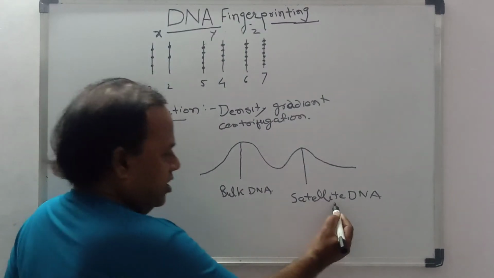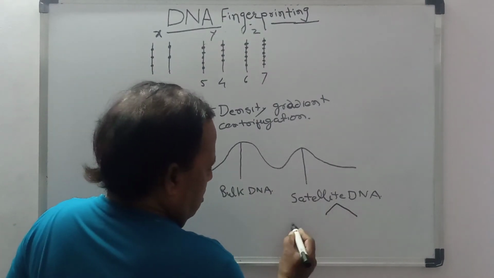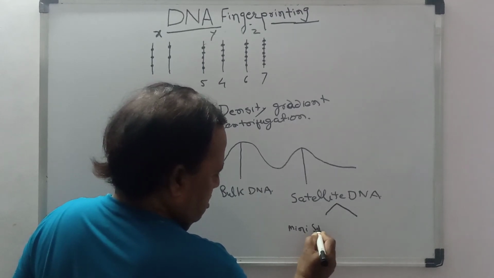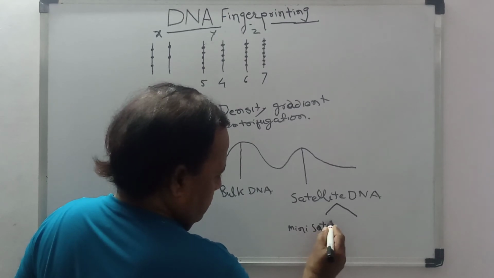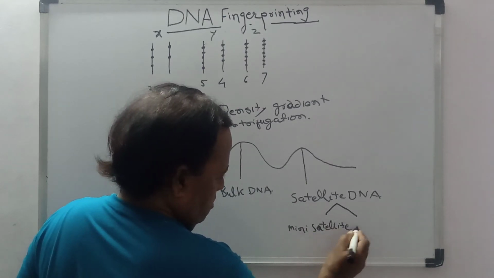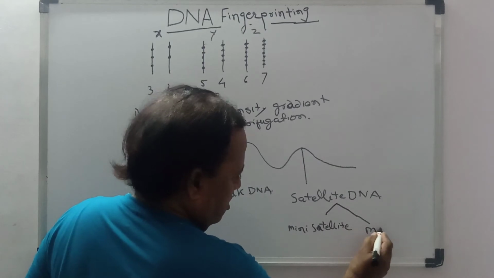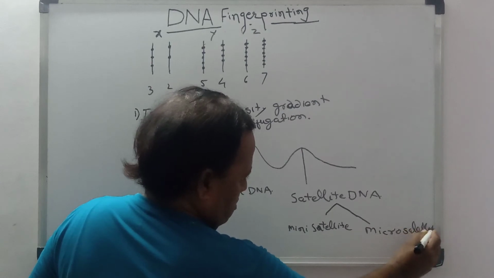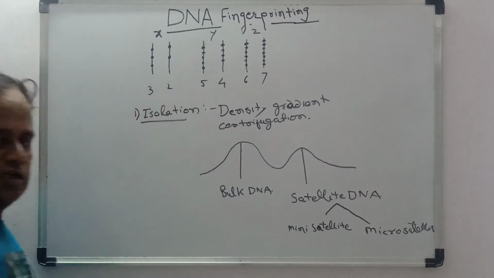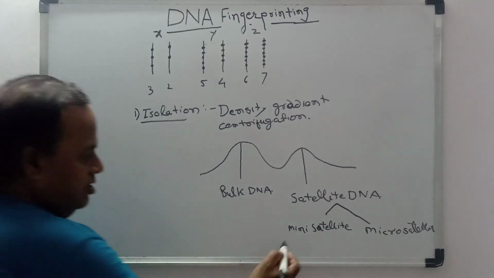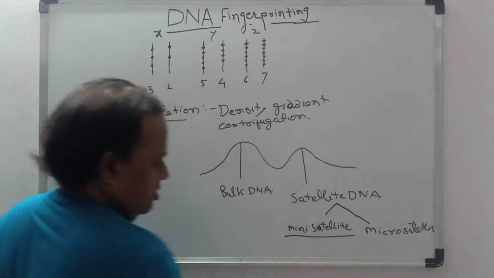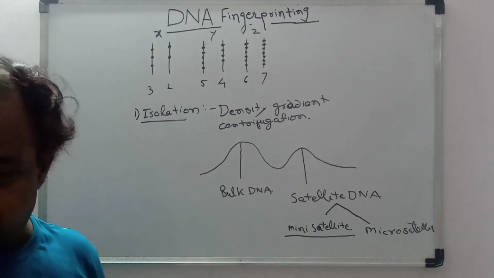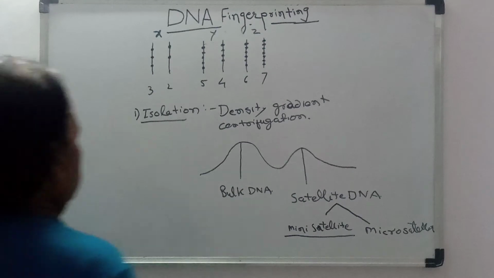And again, this satellite DNA is divided into mini satellite and microsatellite. This is the mini satellite which we shall use for DNA fingerprinting. Okay.